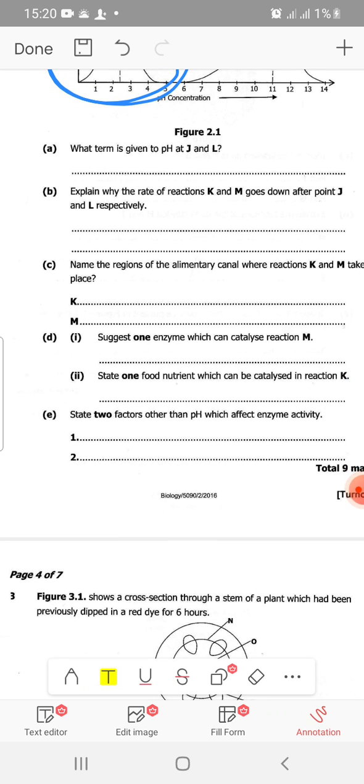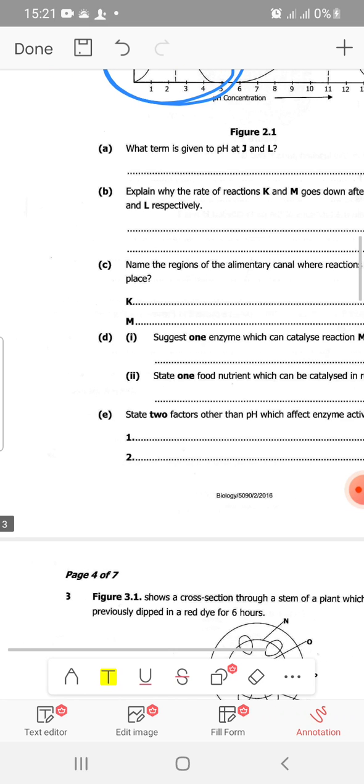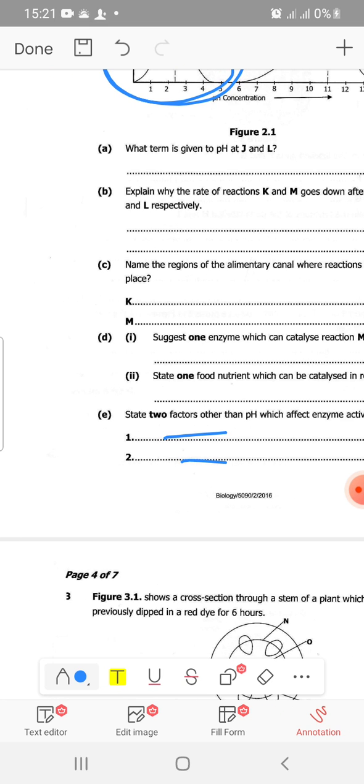Next, state two factors other than pH which affect enzyme activity. So we have temperature. Okay, excuse me. Temperature affects the enzyme activity. Apart from temperature, you have the enzyme inhibitors. Apart from the enzyme inhibitors, you talk about the enzyme concentration, the substrate concentration. You just pick two out of those. You just wanted two, so you write them here. Okay, the enzyme inhibitors, the temperature, the pH, the concentration of substrate, the concentration of enzyme, many more.